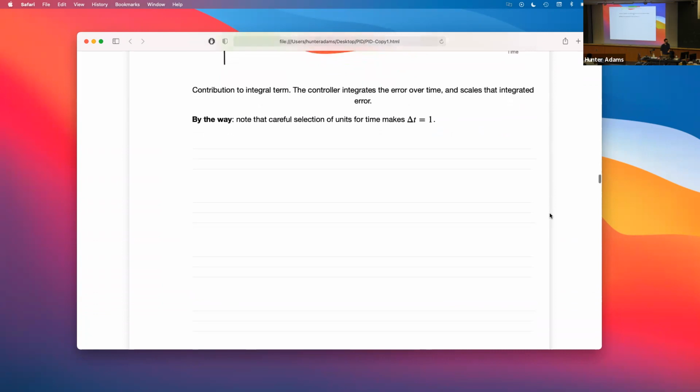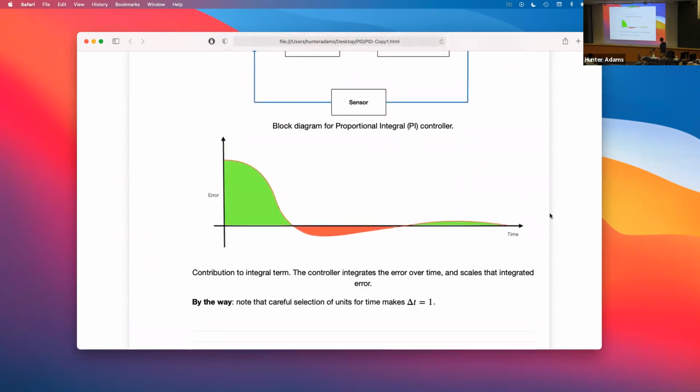You'll remember that for the proportional graph, we were just looking at instantaneous errors. The integral graph is looking at the integral, the area under the error curve with time, and scaling that. Positive error, positively adding to that summing error term, negative error subtracting from it.